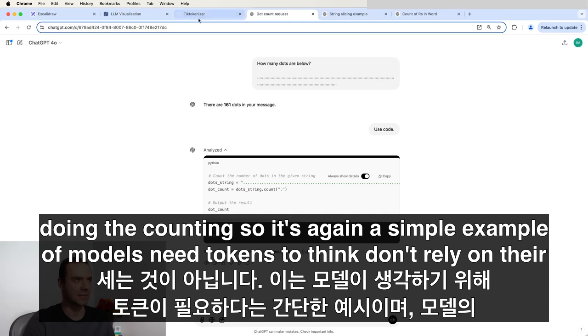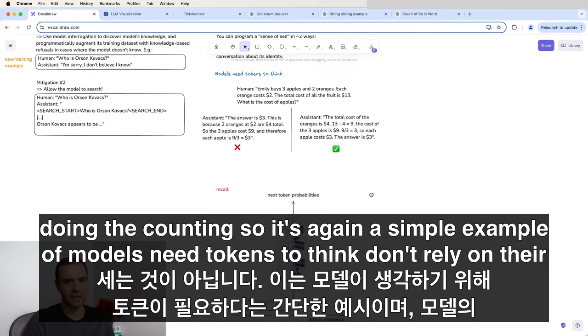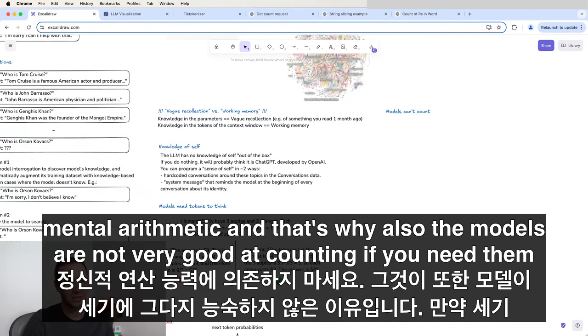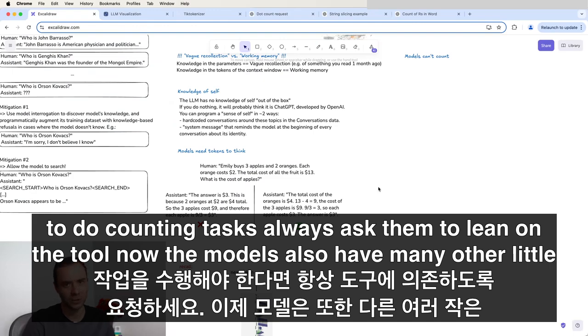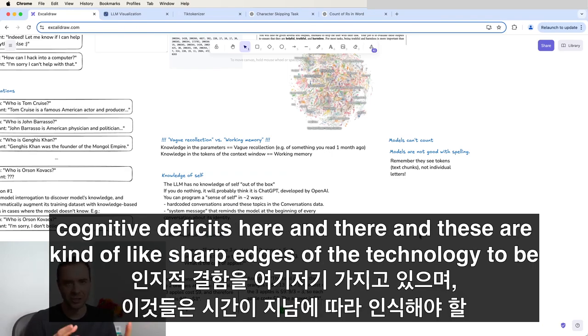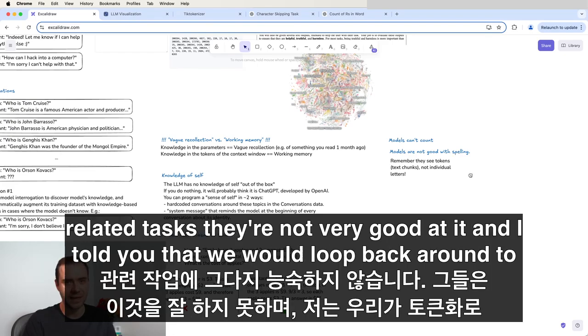So it's again a simple example of models needing tokens to think. Don't rely on their mental arithmetic, and that's why the models are not very good at counting. If you need them to do counting tasks, always ask them to lean on a tool. Now, the models also have many other little cognitive deficits here and there, and these are sharp edges of the technology to be aware of over time. As an example, the models are not very good with all kinds of spelling related tasks.